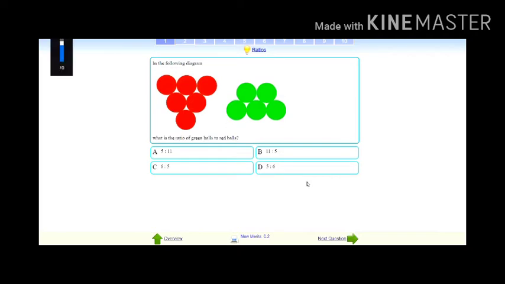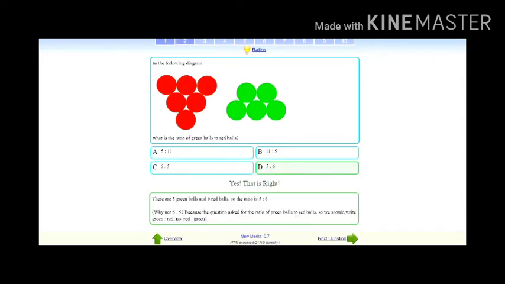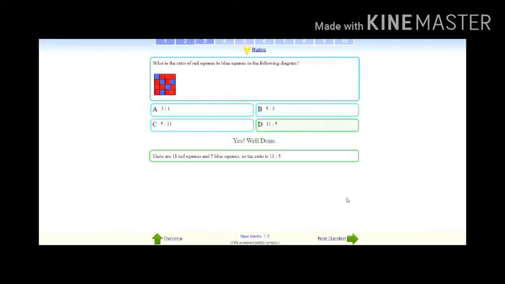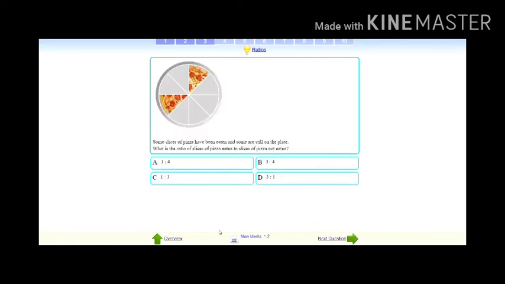Ratio of green balls to red. 5 to 6. 5 to 6. Okay, good. Next. Yes. Read it. Red to blue. Okay. 11 to 5. Good. Yes. Pizza.